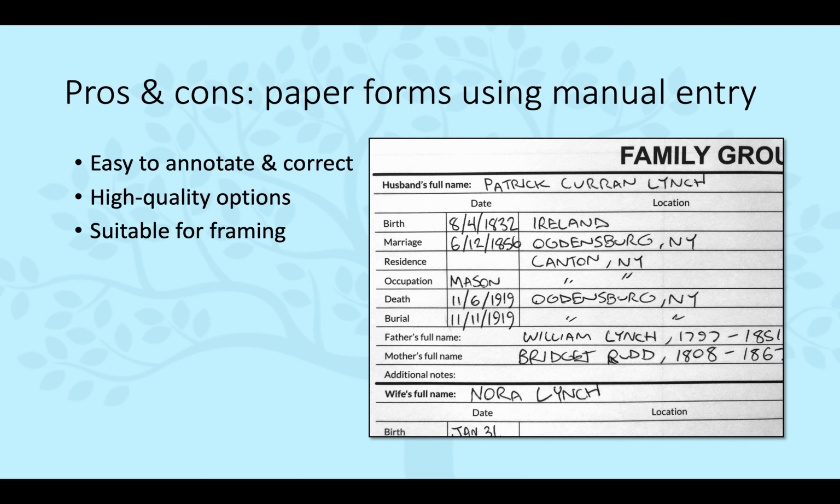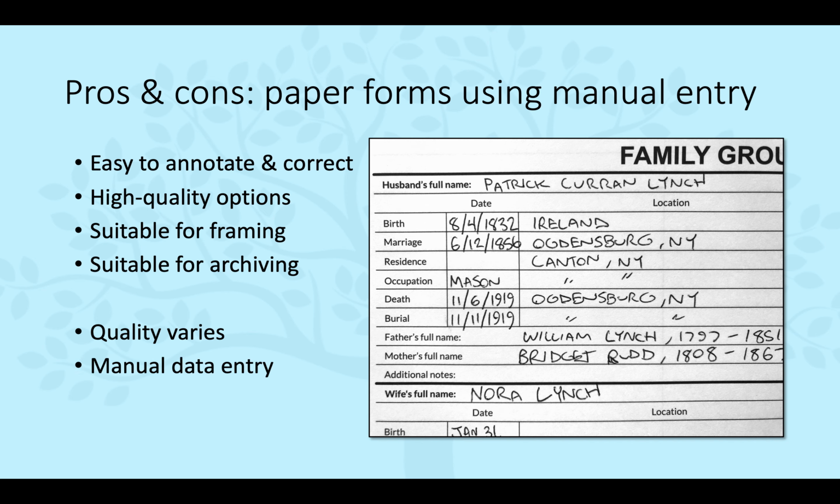Suitable for framing, so if you have good handwriting or you're artistic, you can really make a nice looking fan chart or family group sheet that you can frame and then give to somebody, and that will last for a long time. Of course, they can be used for archiving information, but as I mentioned before, the quality may vary. If you print it out at home, or some of the suppliers, they don't use very good paper.